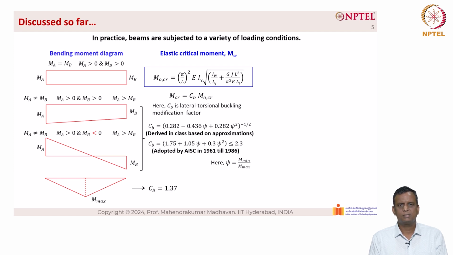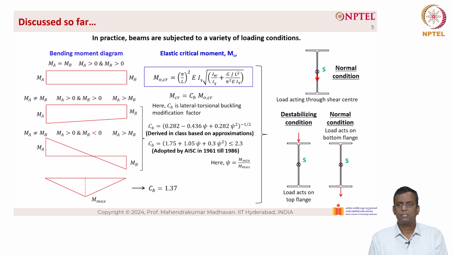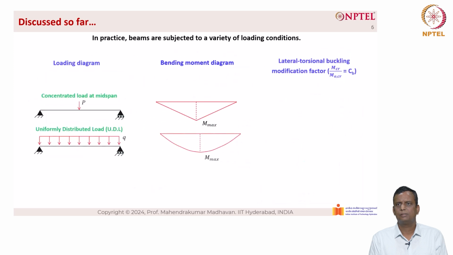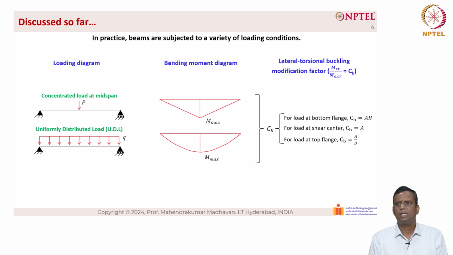For a point load case, the C sub B is given as 1.37. And this is all based on the assumption that the load is acting through the shear center, which we have derived. What about if the load is acting away from the shear center, either at the top of the flange or at the bottom of the flange? So the lateral torsional buckling modification factor, C sub B, can be modified in three different ways, depending upon the loading condition. For load at the bottom flange, C sub B is given as AB. For load at the shear center, C sub B is given as A, and for load at top flange, C sub B is given as A by B.